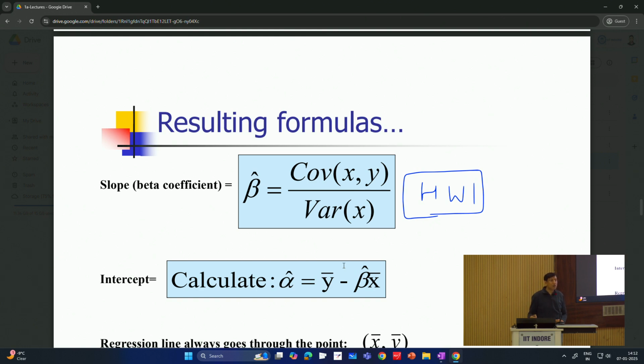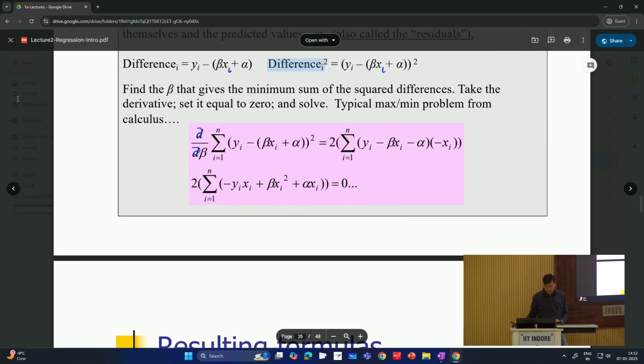So I've worked this out in the homework. You go ahead and check. Right? So I'll show you how to work this out in the homework.